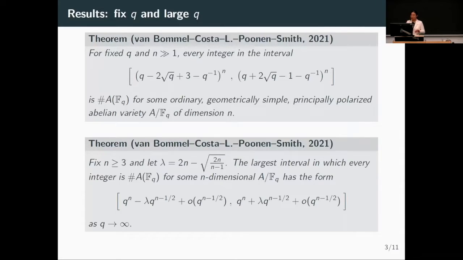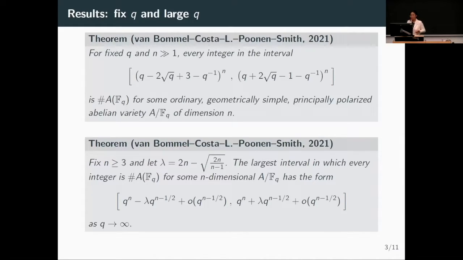So what's interesting here is that the leading term is q to the n. That's fixed because it's an n-dimensional variety essentially. And then the interesting thing is the constant in the q to the n minus a half term. And what we proved was that as q goes to infinity, this value converges to this given lambda.